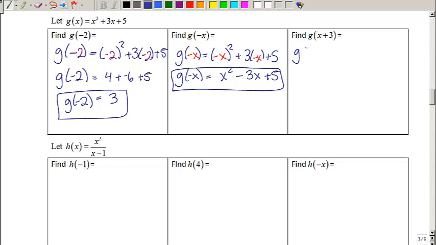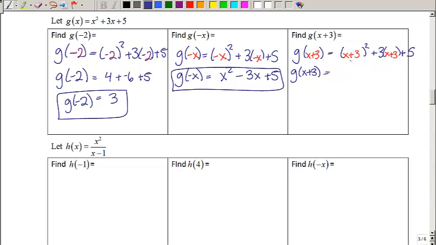Lastly, we have g of x plus 3. I'm going to come into my function and erase all x's so that I can replace all of my x's with x plus 3. Now I can simplify.